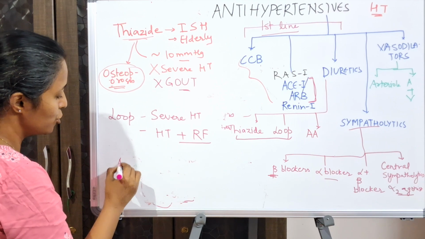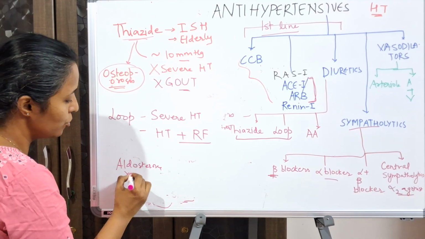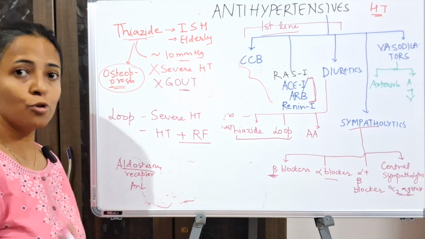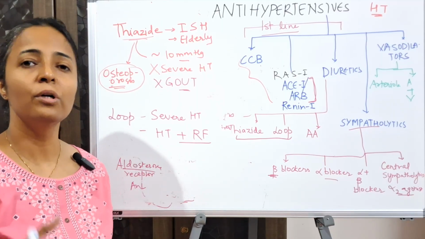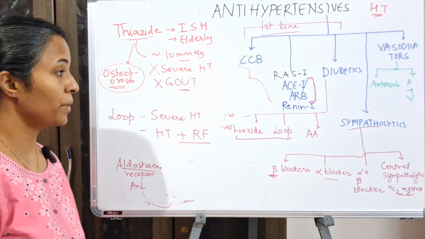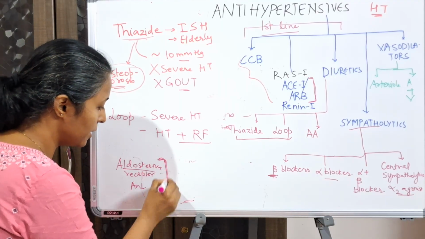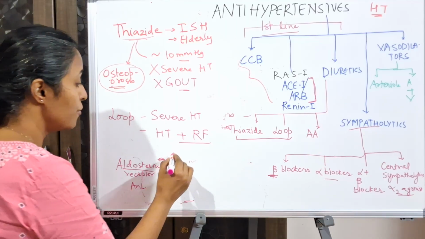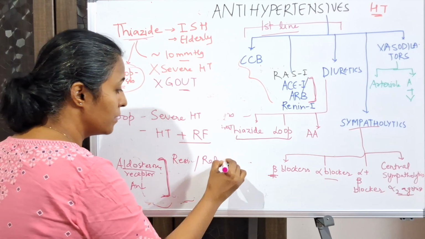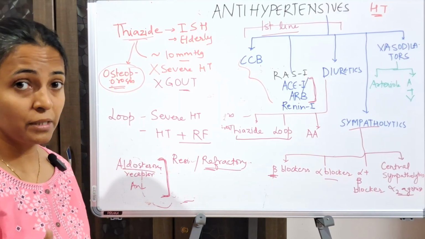Then we have aldosterone receptor antagonists. So what is it going to do? It is going to decrease the action of aldosterone. Aldosterone is not going to act, and that is going to decrease the reabsorption of sodium ions and hence decrease water reabsorption. But these aldosterone receptor antagonists are mainly the drugs which are used in case of resistant and refractory hypertension. Especially whenever the word refractory comes, if the patient is not responding to any antihypertensive drug or to the combination therapy.